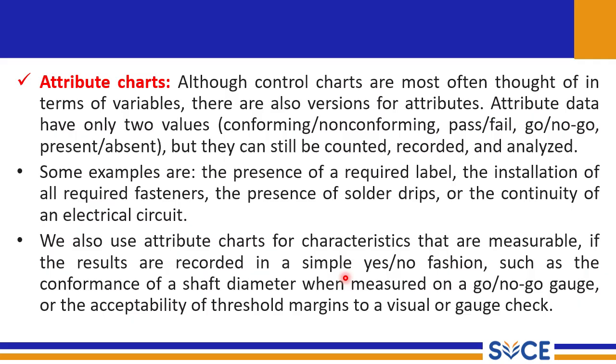So we also use attribute charts for characteristics that are measurable if the results are recorded in a simple yes or no fashion, such as conformance of the shaft diameter when measured on a go, not go gauge, or acceptability of the threaded margin to the visual or gauge check. So we're not just going to go and visually inspect that. We are going to inspect and we are going to say whether it's go or not go. From that, we are going to take some data and we are going to analyze it.